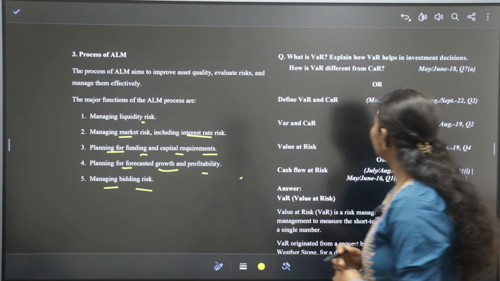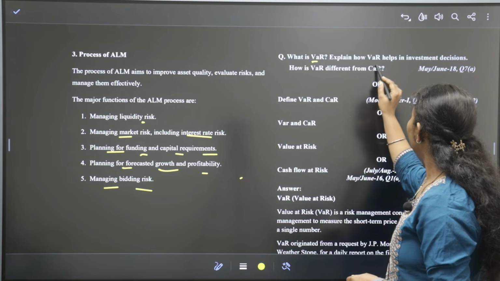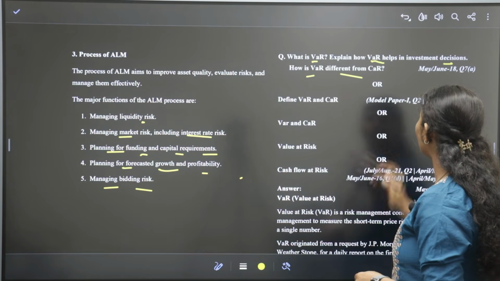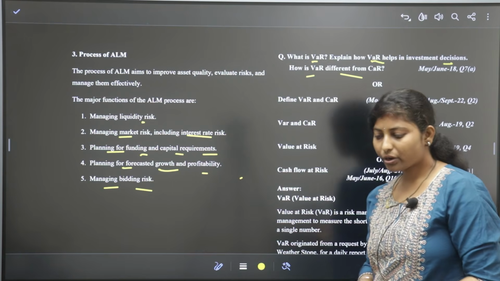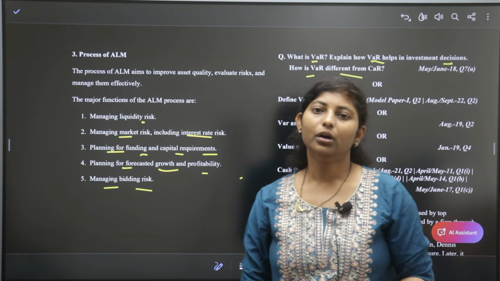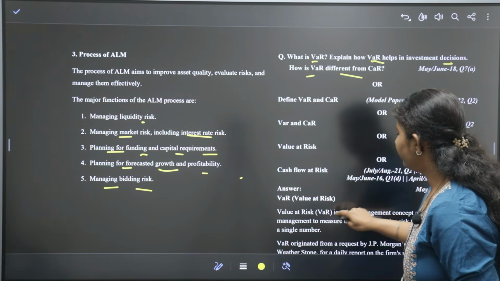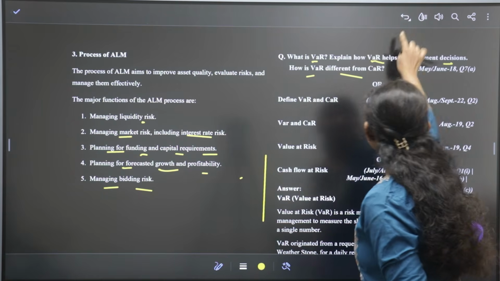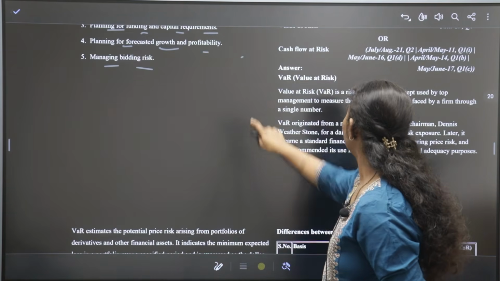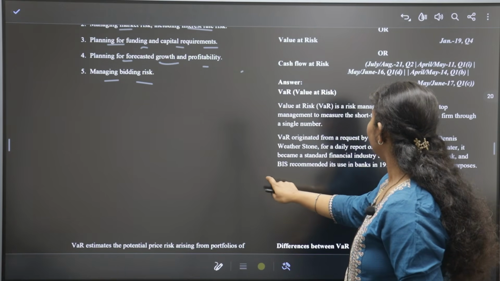Okay, next we'll go for the next question, that is, what is VAR? Explain how VAR helps in investment decision, and how VAR is different from CAR. Very important question. Relating to VAR and CAR we will cover all the things in this question. It is a very repeated question about VAR and CAR.